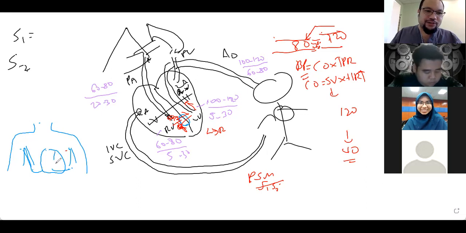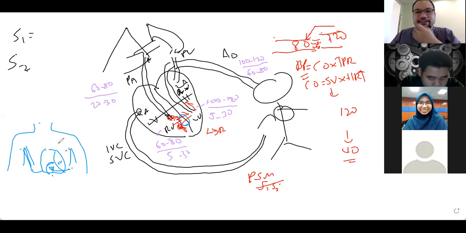So, this is your LV. This is your RV. RV kat sini. RV, LV. Kan? So, this is your sternum. Sternum kat sini. Sternum sampai sini. Tengah-tengah ni. So, bila RV dekat sini, fluid kan dia move daripada left ke right. Fluid dia macam ni, bergerak pergerakan dia. So that is why you can hear the sound at your lower left sternal edge. Lower left sternal edge. Mitral valve.